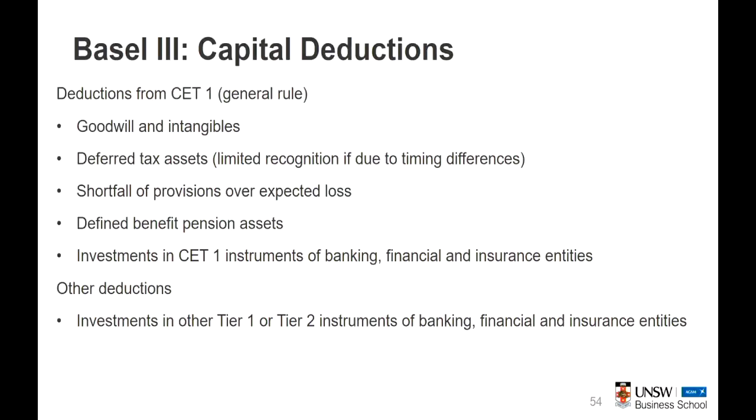But in a crisis, you can imagine if Lehman Brothers were carrying forward some losses. Would they really help Lehman Brothers in a crisis? No, because you cannot sell them. Right? So deferred tax assets, shortfall of provisions. So if you haven't provisioned enough, you have to deduct that from capital. Defined benefit pension assets, we don't have that in Australia. And any investments in common equity tier 1 instruments of banking, financial, and insurance entities. So all of that acts as a deduction from capital.